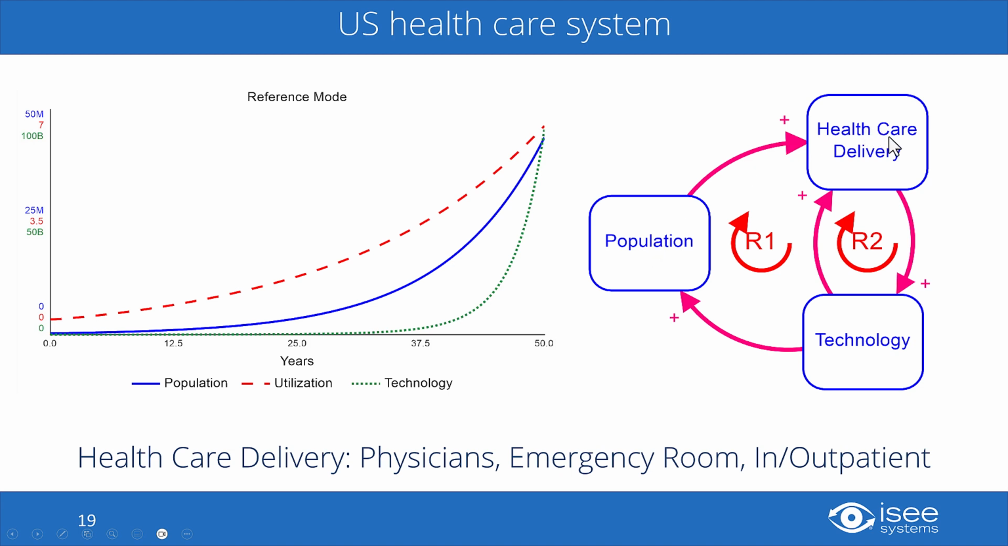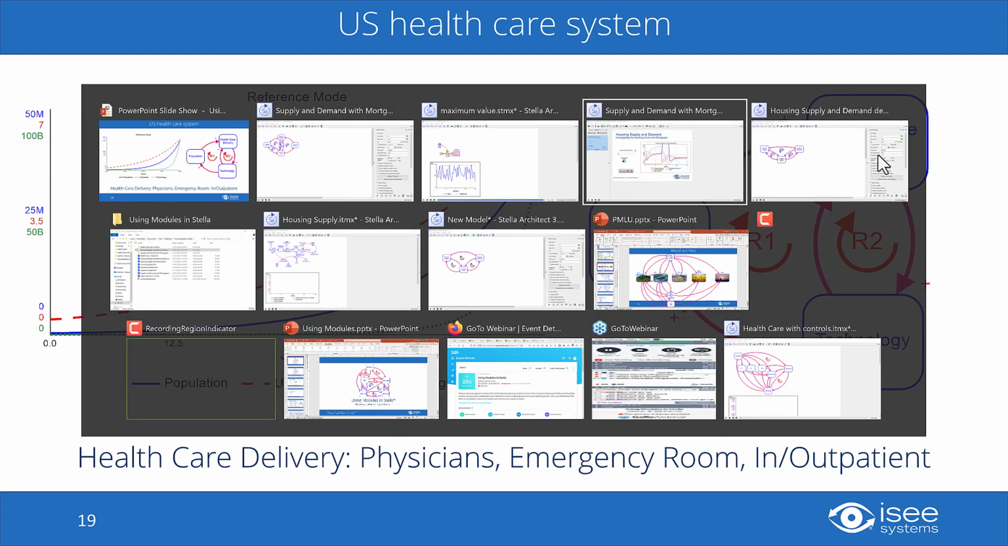As population goes up, healthcare delivery goes up, technology gets improved, population goes up because life expectancy goes up. As technology gets improved and more money is spent, as there's more healthcare delivery, more money spent, more technology is delivered, more technology leads to more healthcare delivery, which gives us more money for more tech, and so on. It goes on and on and on.